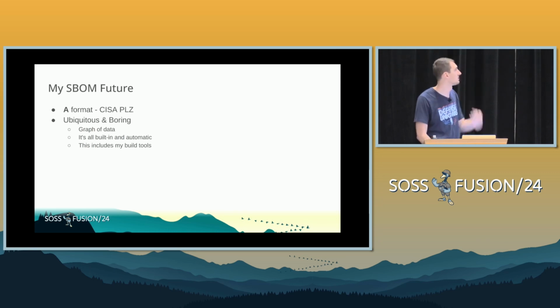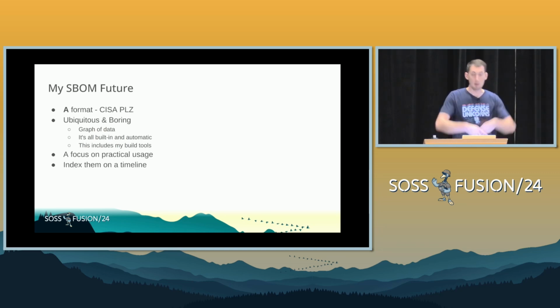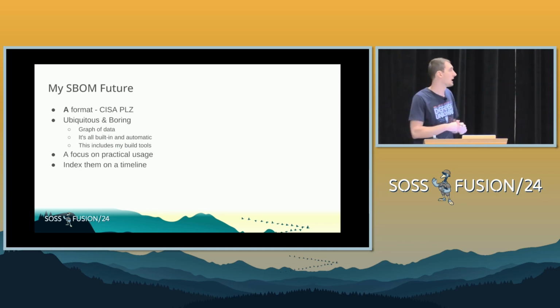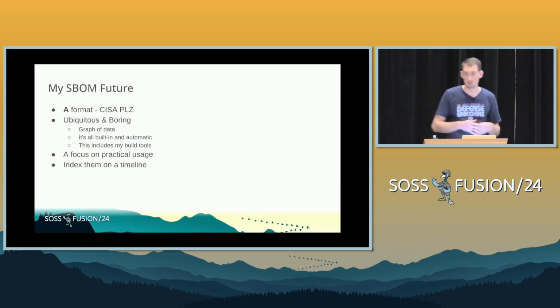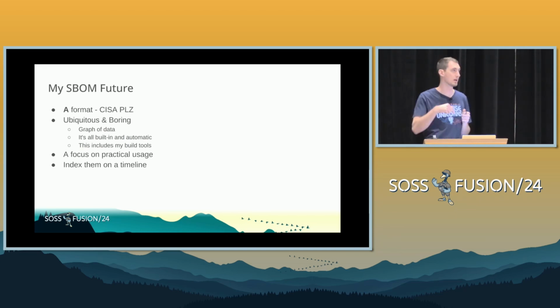And again, I mentioned this includes my build tools. I want to focus on practical usage, which I've said several times. And I want to be able to index these things on a timeline, right? I want accurate SBOMs that I can take, throw into a service that is self-hosted or open source, or even if I'm paying for it. And I want it to be over time so that when something happens, I can go look back at that timeline.